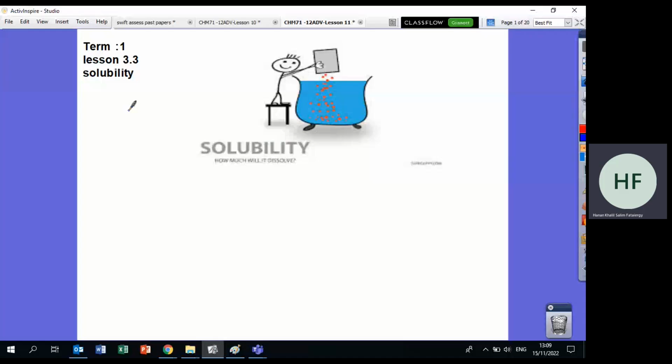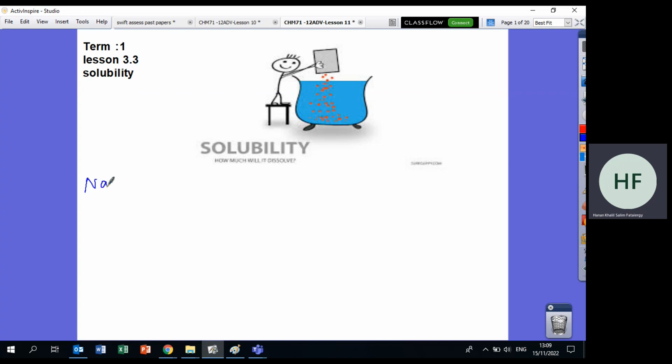Grade 12 seniors. Today I'm going to explain the last lesson in your term 1 required material, lesson number 11, and the title of the lesson is solubility. Solubility means dissolving a solid in a liquid, which here is going to be water. So I'm going to dissolve a solid in water, and we will measure how much of this solid will dissolve and how much is its solubility.